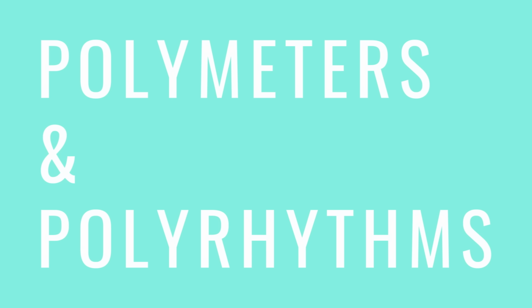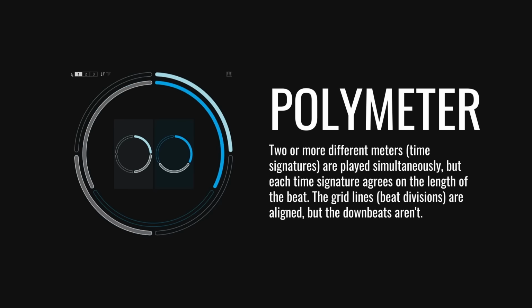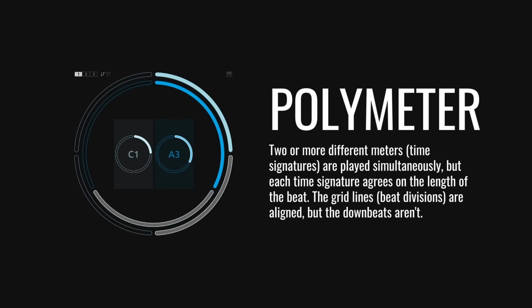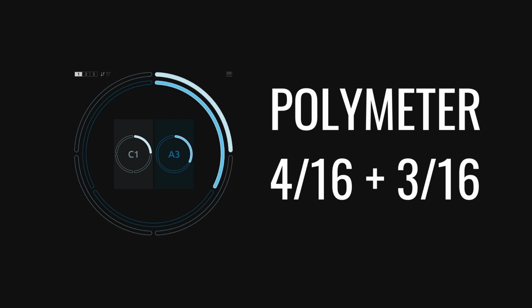This leads us to a fun thing you can do with rhythm, and that's polymeters. These are often confused with polyrhythms, so let's define the two. A polymeter occurs when 2 or more different meters, time signatures, are played simultaneously, but each time signature agrees on the length of the beat, or the bottom number. The grid lines, the beat divisions, are aligned, but the downbeats aren't. For example, one instrument might play a repeated 4-beat pattern while another plays a 3-beat pattern, creating a 3/4 polymeter.